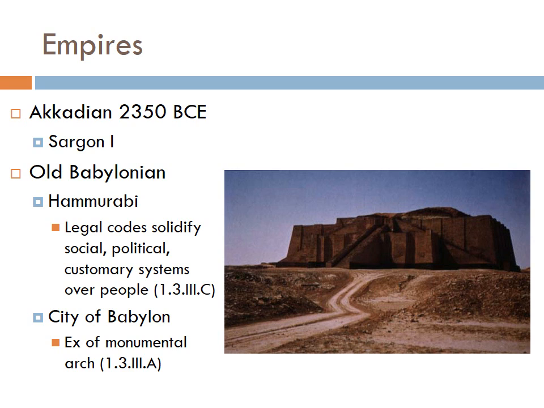They will make sure that you know the difference between Hammurabi's code book and other law-giving manuals. His is very strict, it's very rigid. It solidifies social, political, and customary systems over the people by the king. 1.3.III.c talks about legal code solidifying those three types of systems where a ruler is over the people. Hammurabi's code is a great example of that, and if you look at examples of Hammurabi's code, you will see what kind of rigidity I'm talking about.